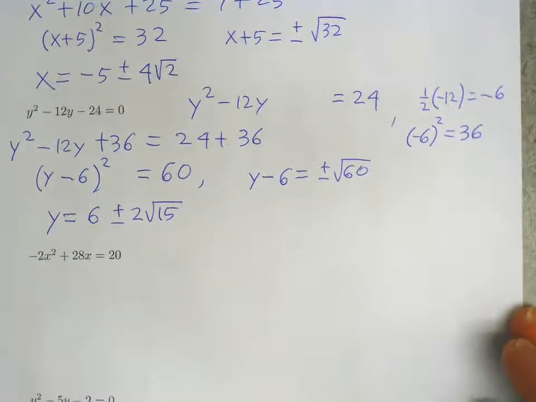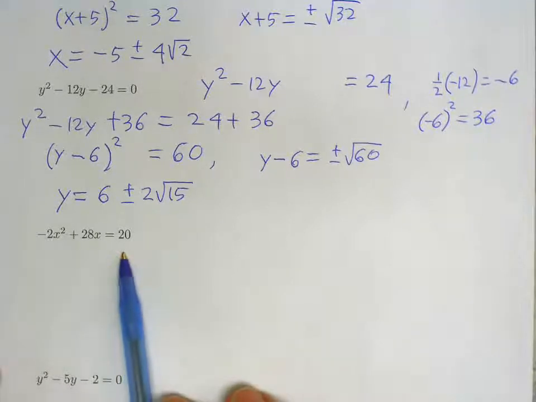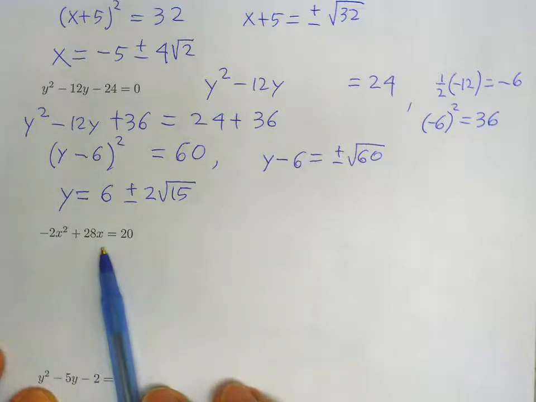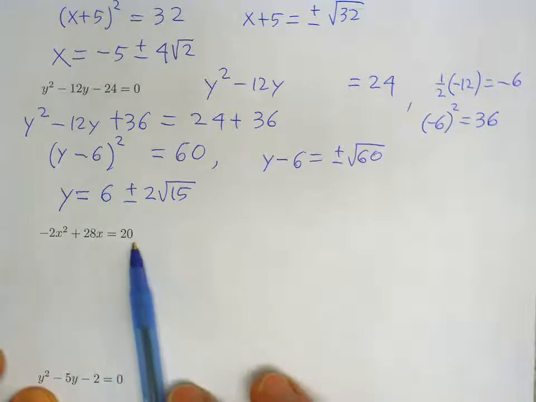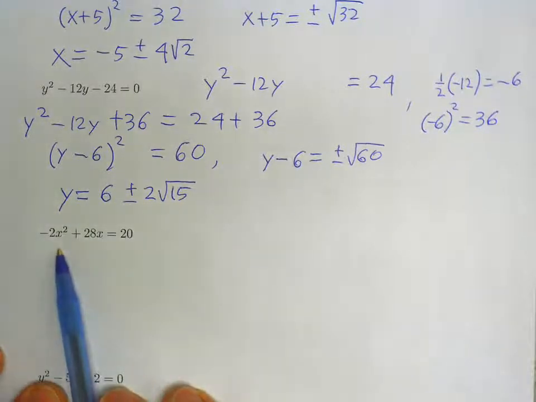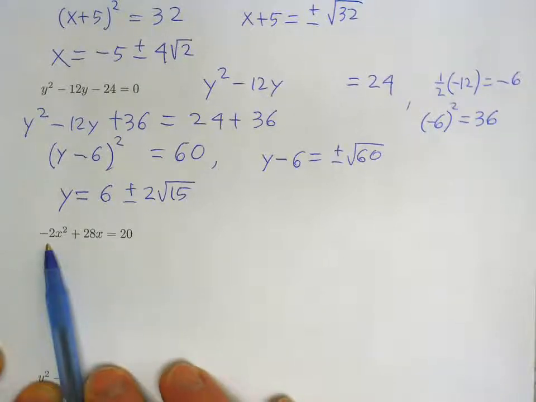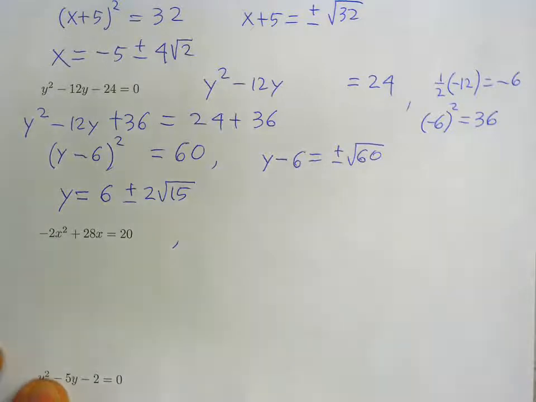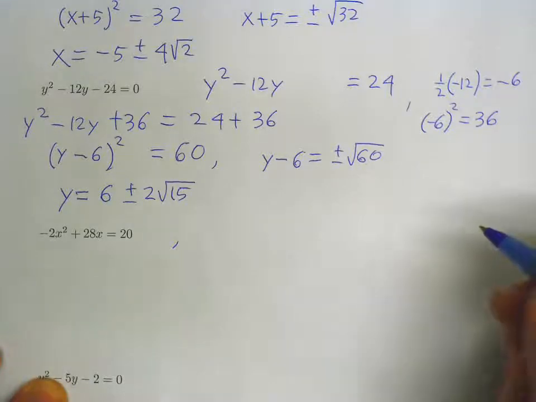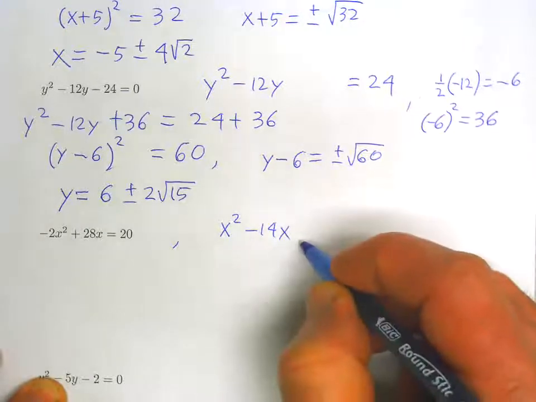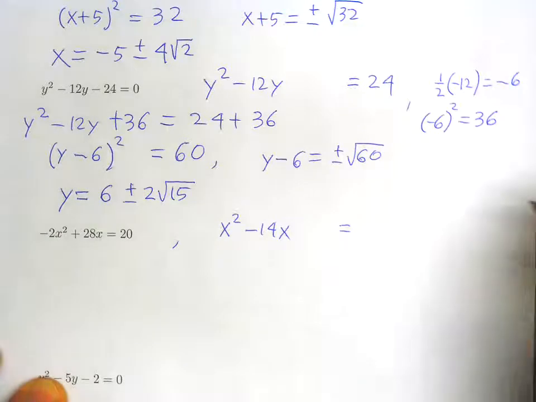Okay, the next example, a little bit more work to do on this one, only slightly more. We already have the x squared term and the x term on one side of the equation, and the constant is on the other side. But this time the coefficient of x squared is not 1. So we're going to start by dividing every term on both sides by -2, because before we complete the square, we want the coefficient of x squared to be +1. So we'll divide every term on both sides by -2, and we get x squared minus 14x equals -10.